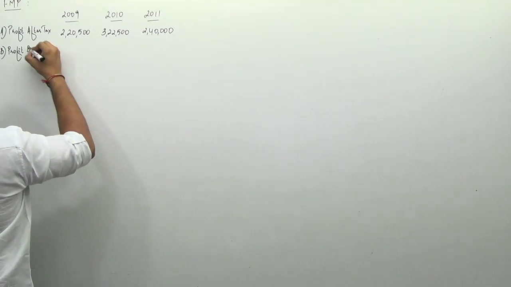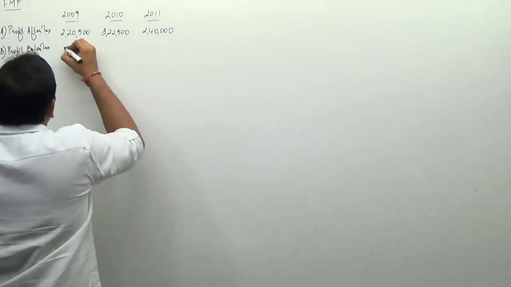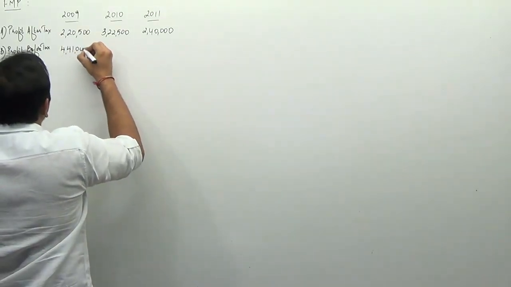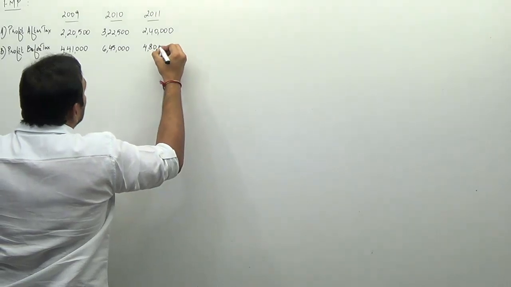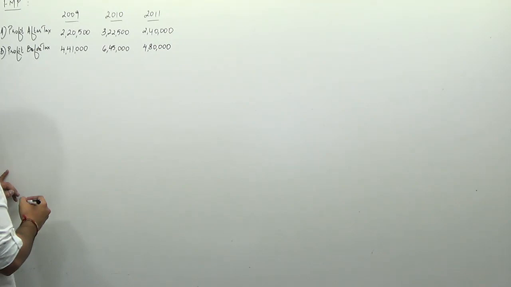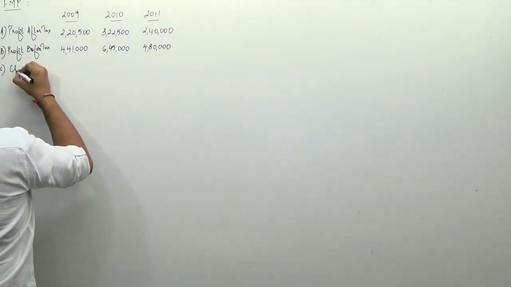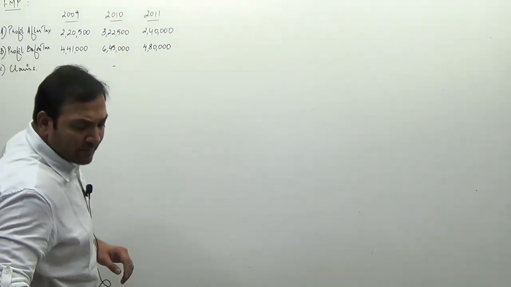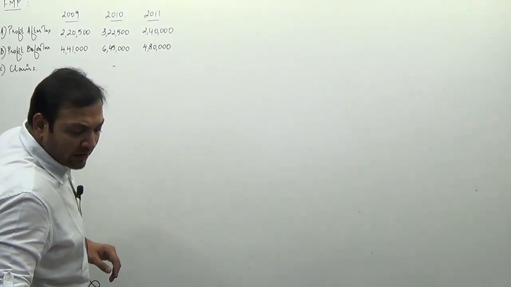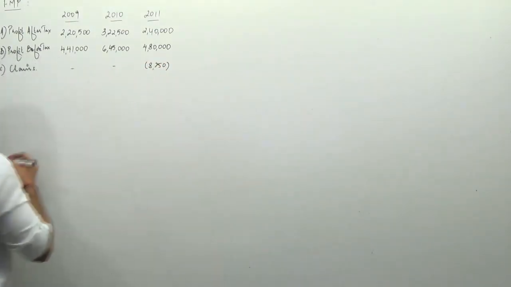First get profit before tax. Then we'll give our adjustments. Tax rate is 50%, so profit after tax is exactly half of profit before tax. 4,41,000, 6,45,000, 4,80,000. These are the profit before taxes. First adjustment is claims. In 2011, a claim of rupees 8,250 is omitted.